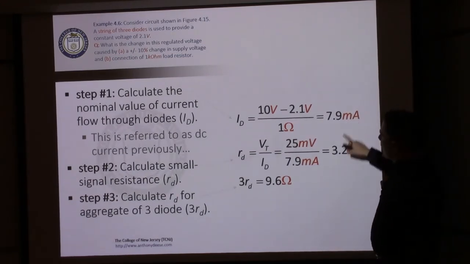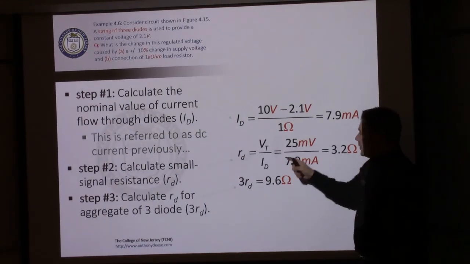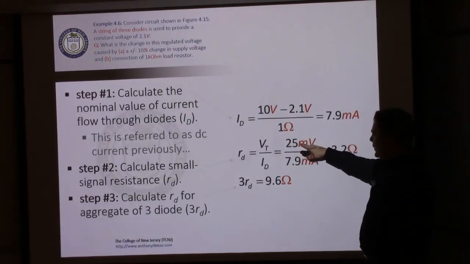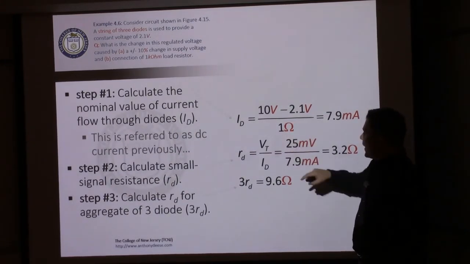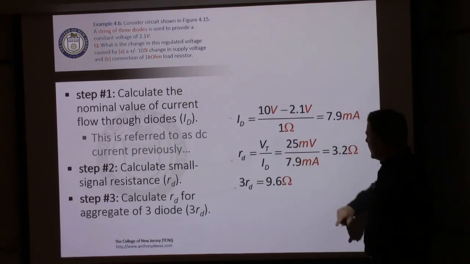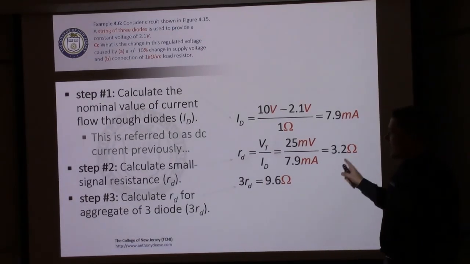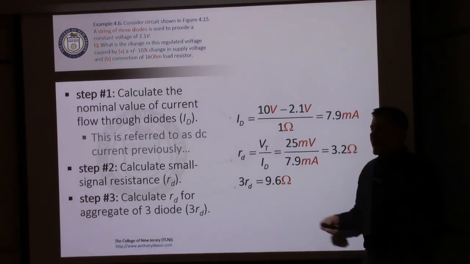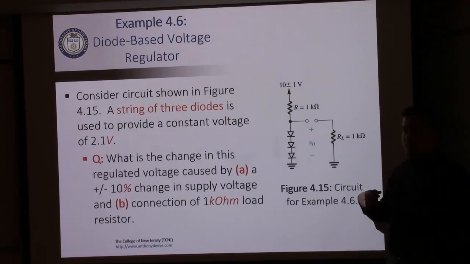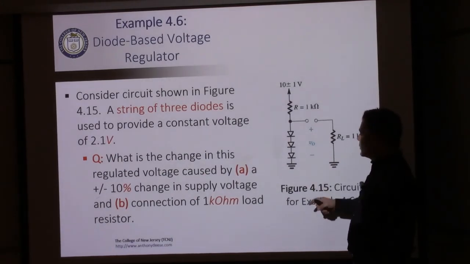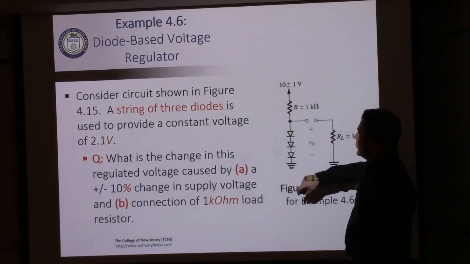Next, we take this and we plug it in here to get our value of the small signal resistance. So small signal resistance is 25, or unfortunately in this book they use different values for VT every time. But here we're using 25 millivolts divided by 7.9 milliamps, and that gives us a value of 3.2 ohms. Now, since we have 3 of them in series, we have to represent the diodes as 3 small signal resistances. So we'll have 3.2 ohms, 3.2 ohms, 3.2 ohms.